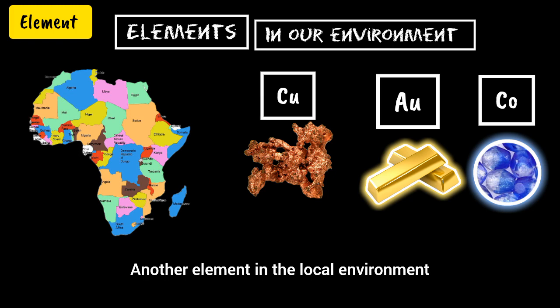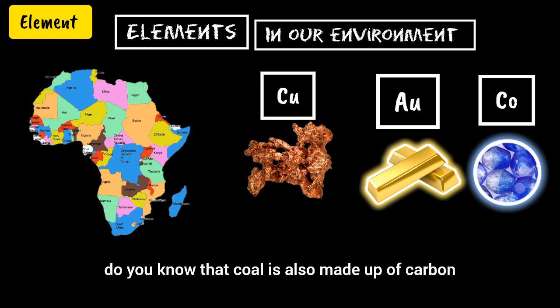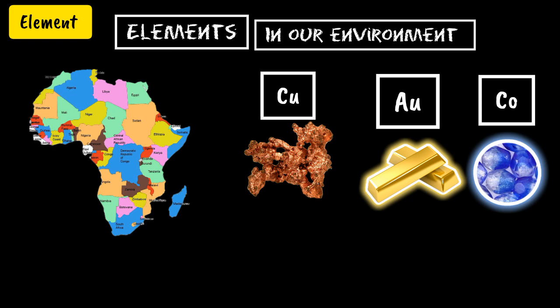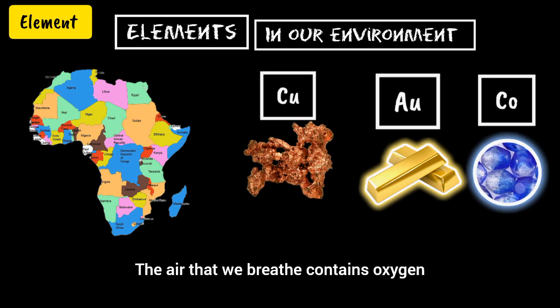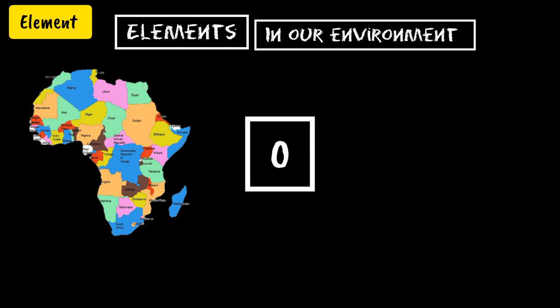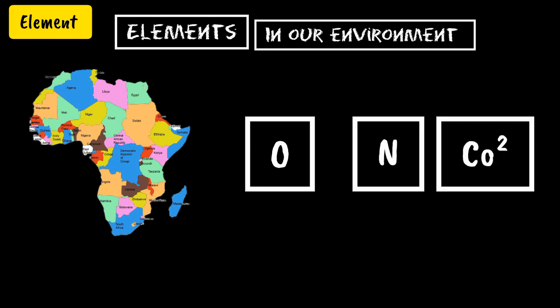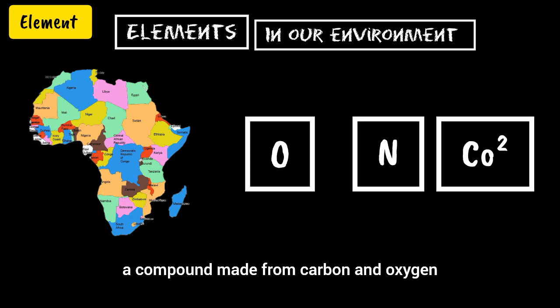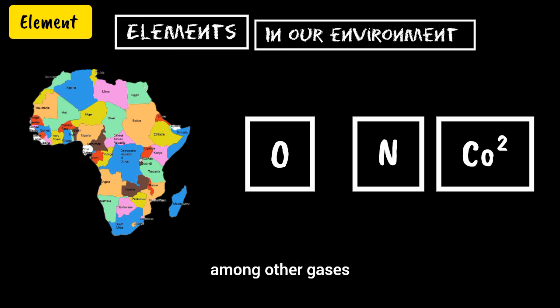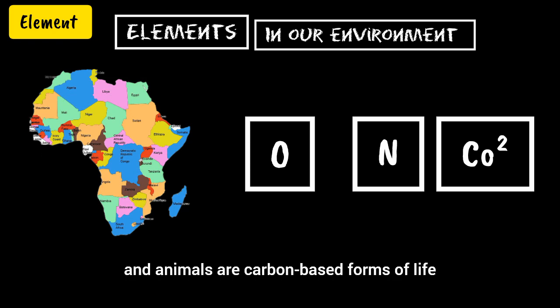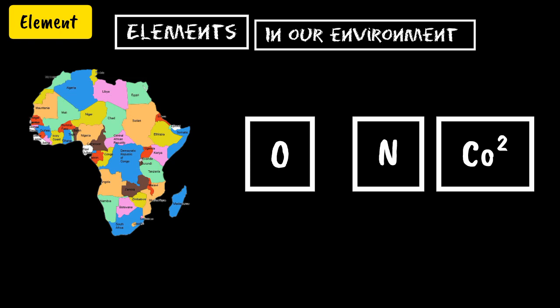Another element in the local environment. Do you know that coal is also made up of diamond? Sorry, not diamond. It's also made up of carbon. The air that we breathe contains oxygen, nitrogen, and carbon dioxide, a compound made from carbon and oxygen, among other gases. All humans, plants, and animals are carbon-based forms of life. I want you to go and search for the term carbon-based form of life so that we can know what it means.